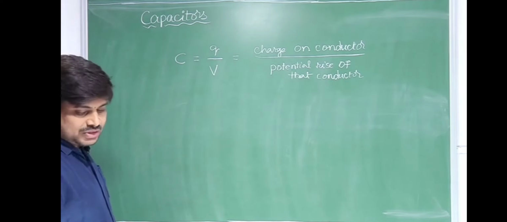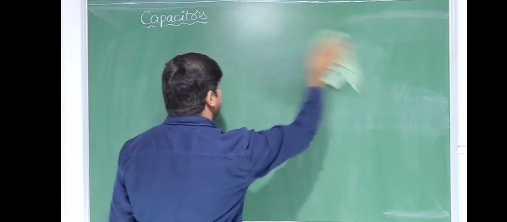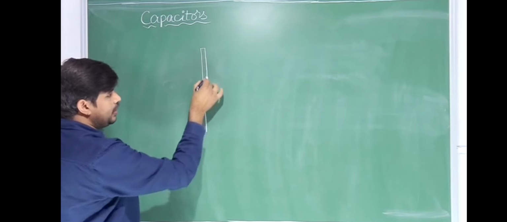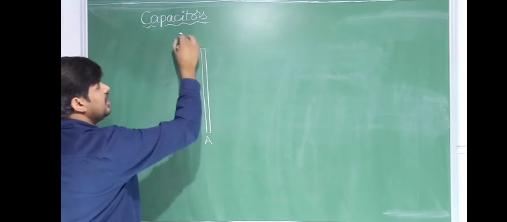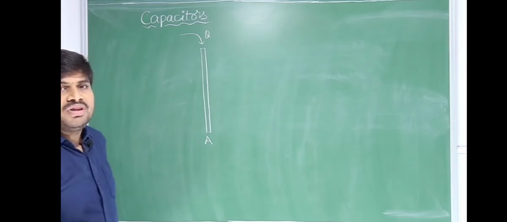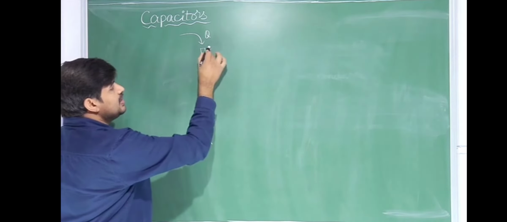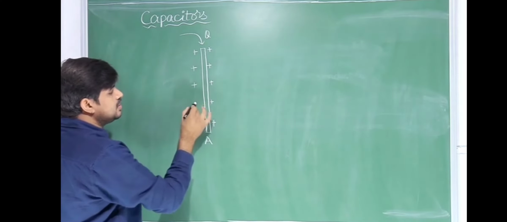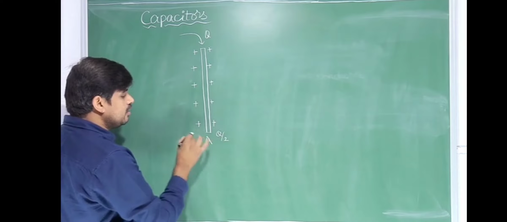Coming to the parallel plate capacitor, we can consider a thin conducting plate. I call it A and I give a charge to it, plus Q. When we give a charge plus Q to this conductor, as you know my dear friends, it will be distributed uniformly on either surface. So on these two surfaces, the charge gets distributed uniformly like this. This is plus Q by 2, this is plus Q by 2.